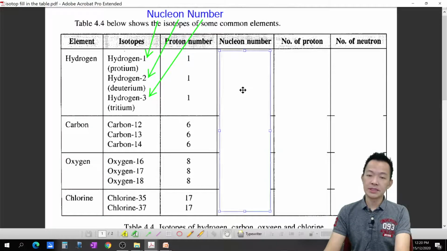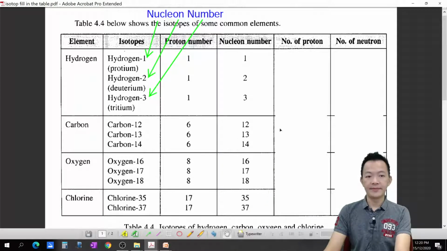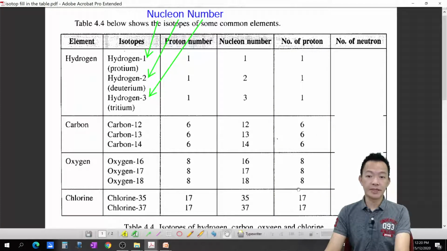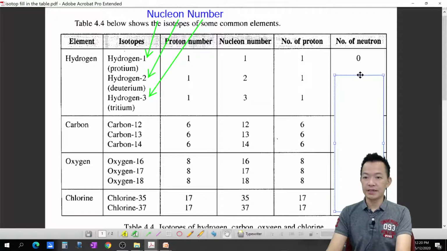So the nucleon number you just copy. Proton number: isotopes have the same proton number, so the number of protons. Copy again for the number of protons. The number of neutrons: nucleon number minus the number of protons equals the number of neutrons. So hydrogen 1 actually has no neutron, 0. Hydrogen 2 has one proton and one neutron.